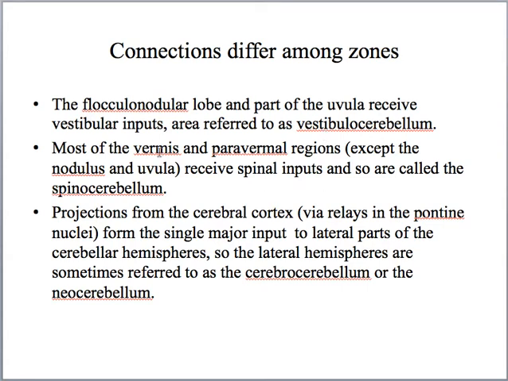And the vermis, okay, don't worry about this, the vermis receives spinal input, and so that's called the spinal cerebellum. Your cerebral cortex, via these pontine nuclei in the pons, form the single major input to the lateral aspects of the cerebellum. And that lateral aspect of the cerebellum is sometimes referred to as your cerebral cerebellum. It's also called neocerebellum.